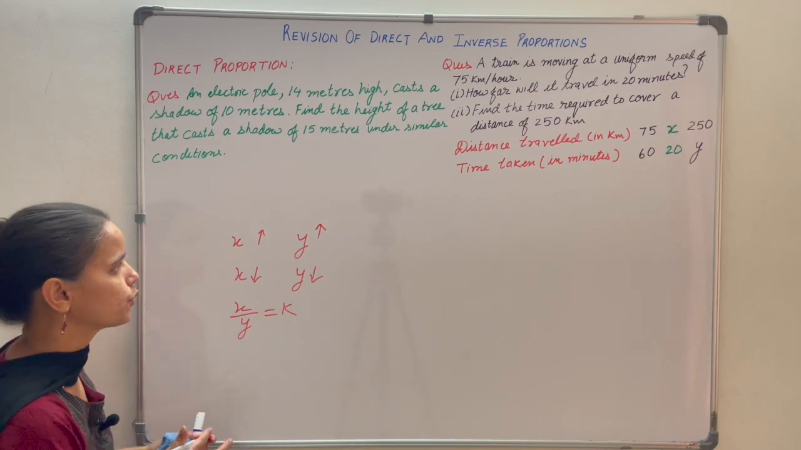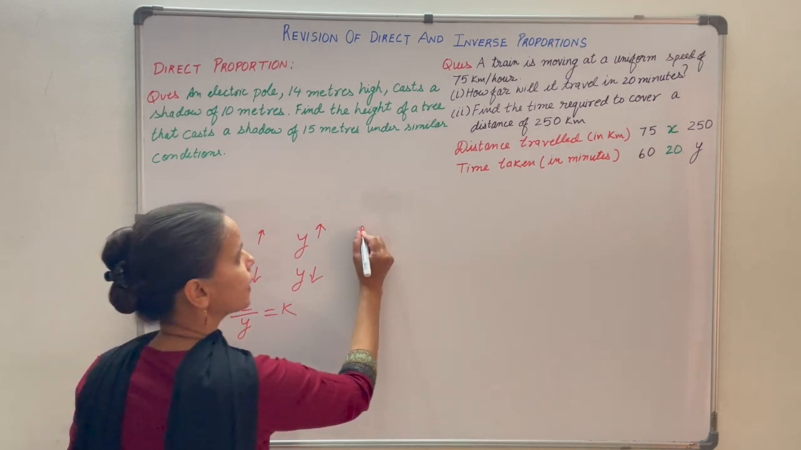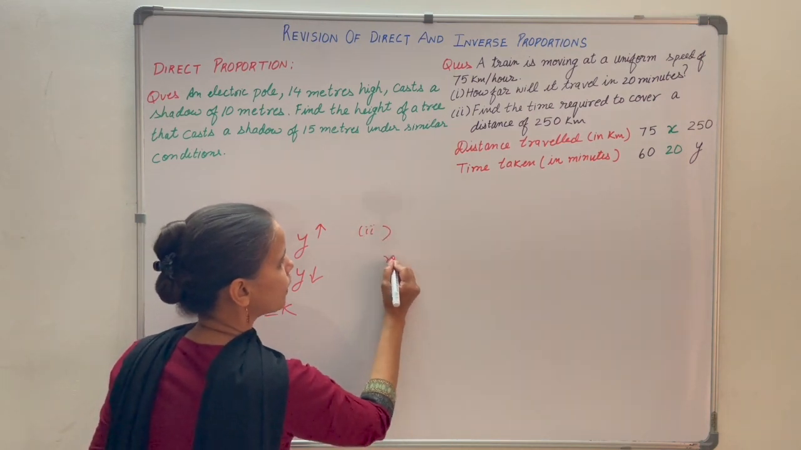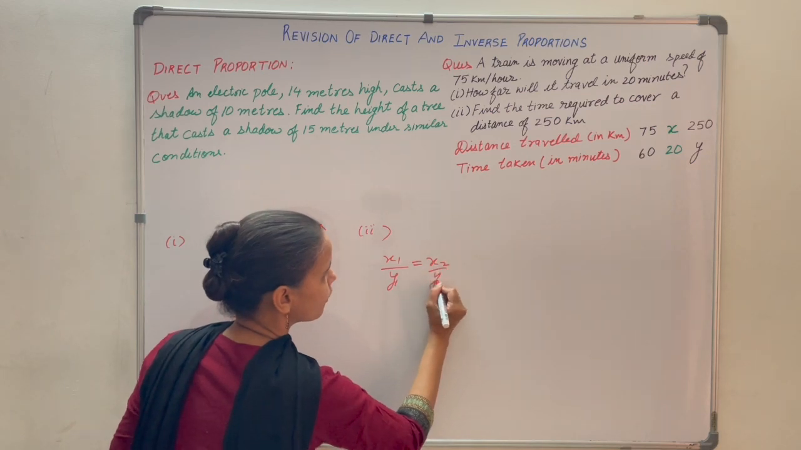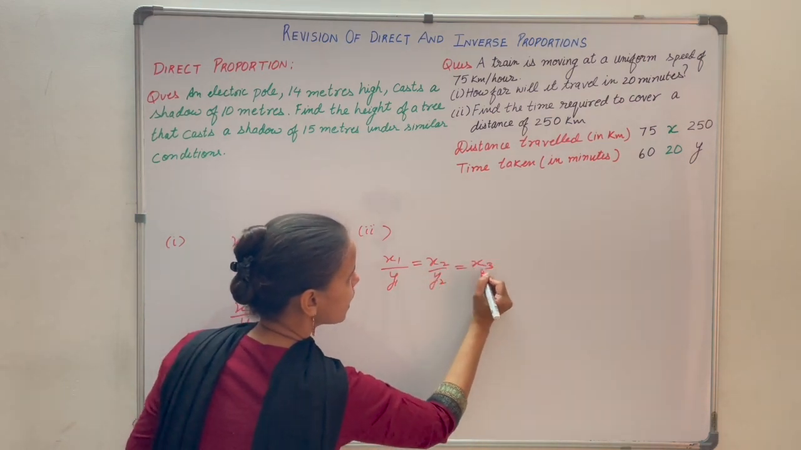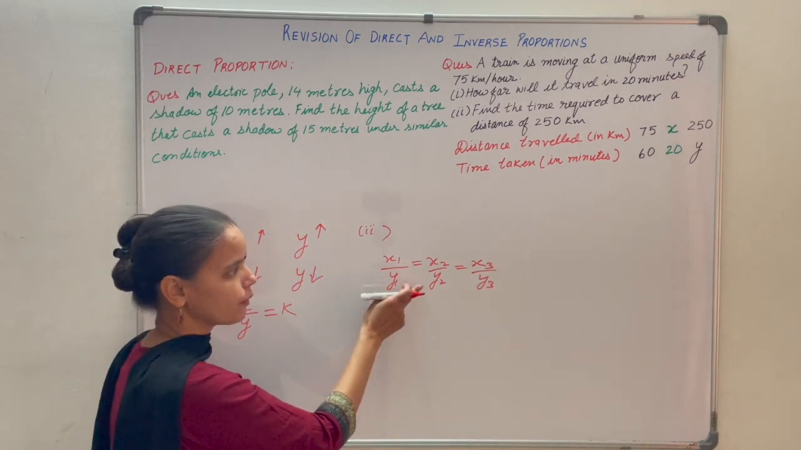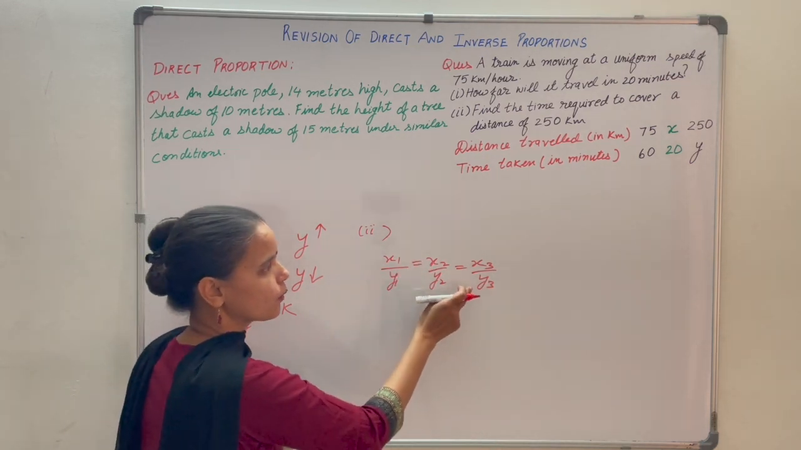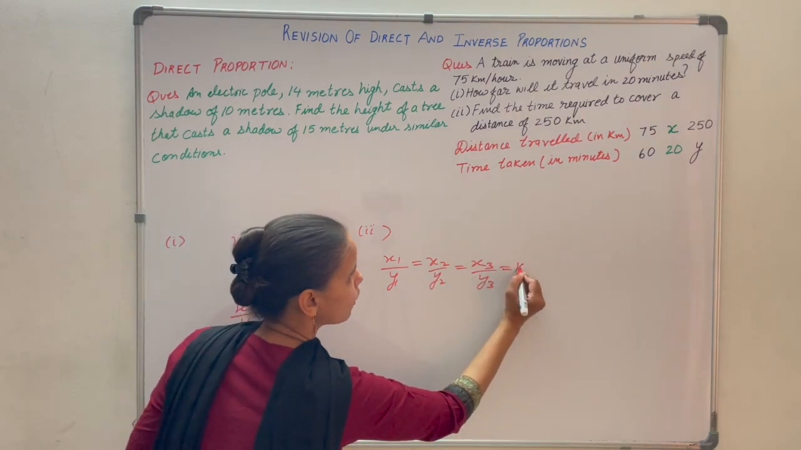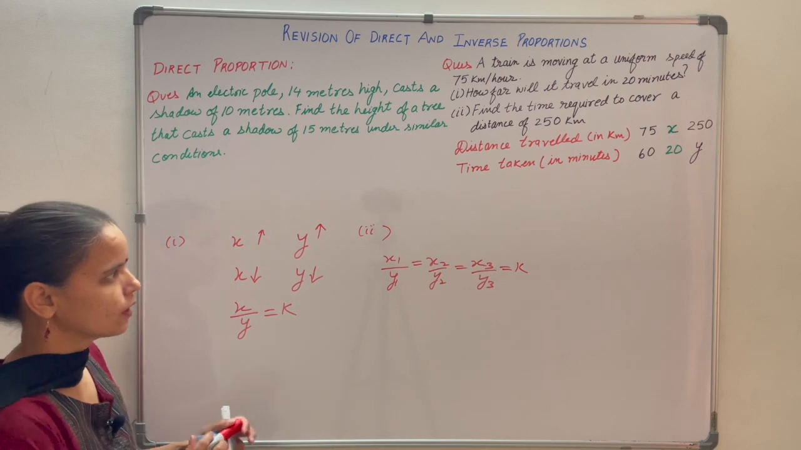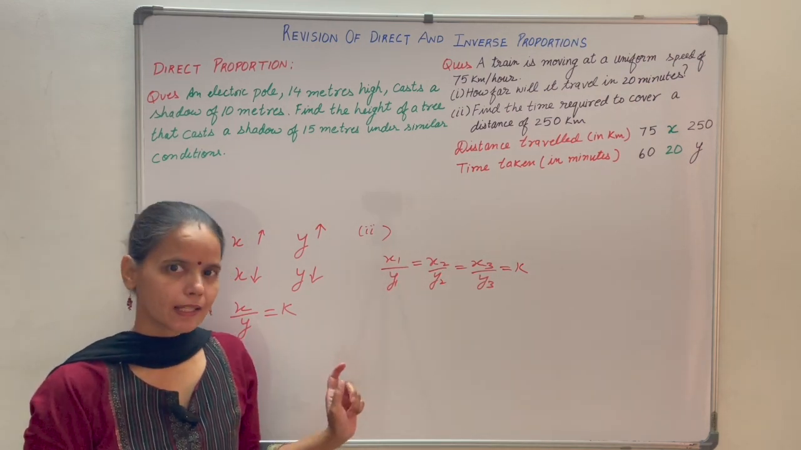Now if it is given to you that the two quantities are in direct proportion, then we have x1 upon y1 is equal to x2 upon y2 is equal to x3 upon y3, where y1 is the corresponding value of x1, y2 is the corresponding value of x2, y3 is the corresponding value of x3. This is nothing but the constant k. So this formula holds true when x and y are in direct proportion.